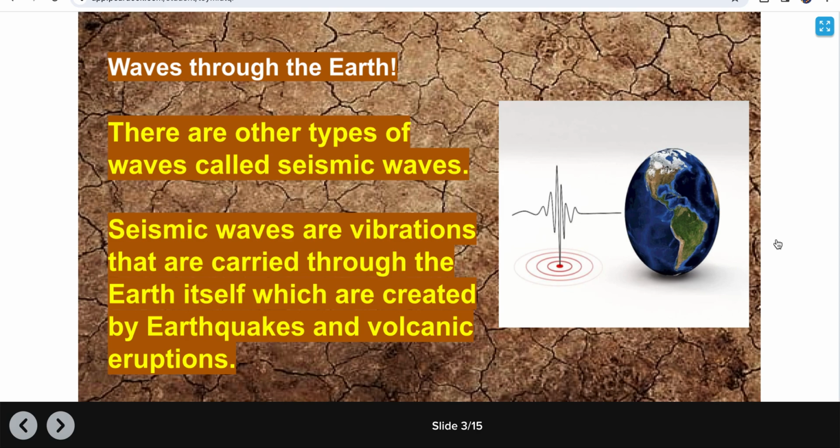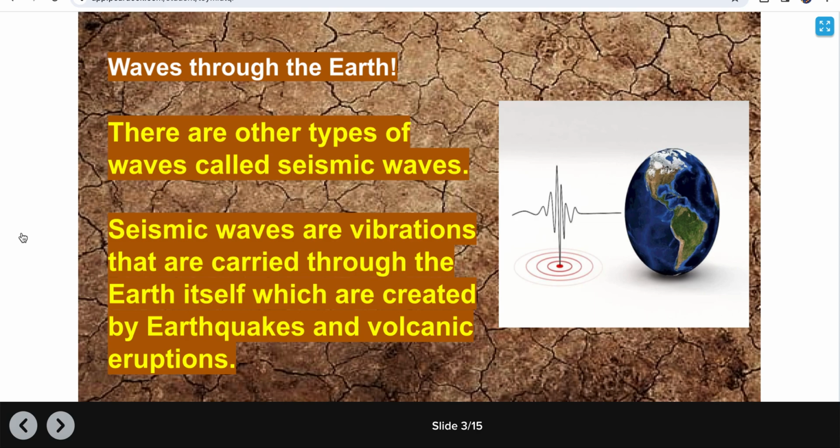So, there are other types of waves called seismic waves. These are vibrations that are carried throughout the Earth, and this is stuff that we can actually feel from the ground. This is largely due to plate tectonic movements and stuff like volcanic eruptions. These super large disturbances take place on Earth all the time. Well, maybe not all the time, but pretty often.